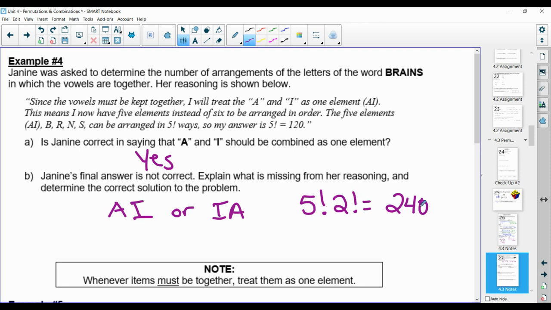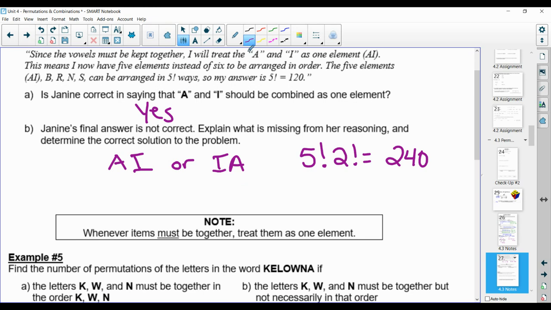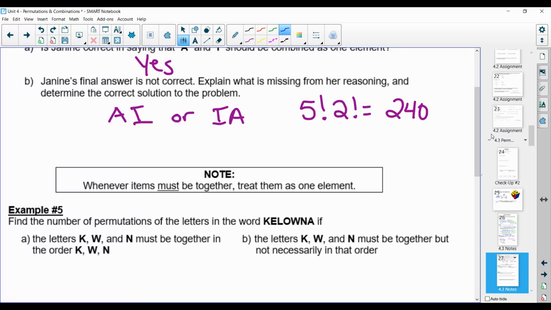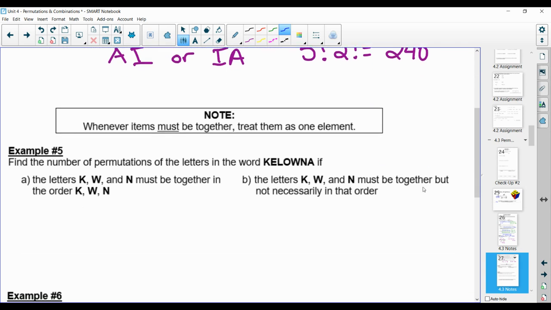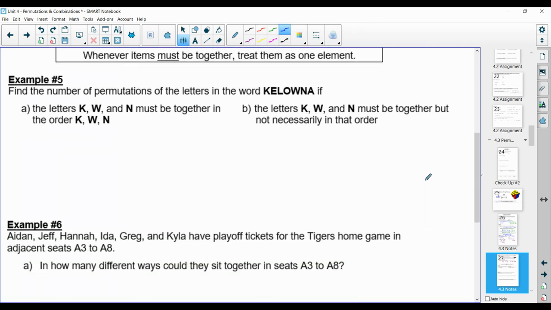Now, the reason I mention that is because this is quite a common mistake for us to consider our groups and then miss the arrangements within the group. All right, so it's just a note down here. It says that whenever items must be together, we treat them as one element. But again, you might want to make a note for yourself. You also have to consider the number of arrangements within that group. All right, so we're just going to keep going through a couple more examples here.